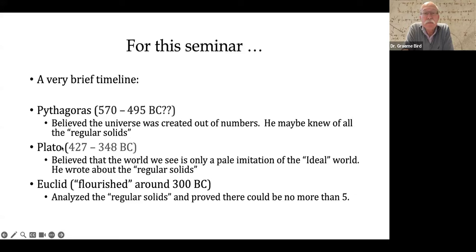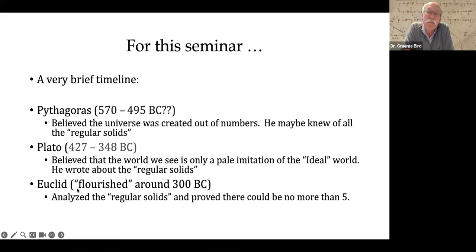And then comes Plato a bit later, and he thought that what we see in the world is only an imitation of the real ideal world, which is somewhere out there. And he also wrote about the regular solids; we'll read some of what he wrote. And he didn't call them Platonic solids either, because that would be sort of narcissistic, I guess.